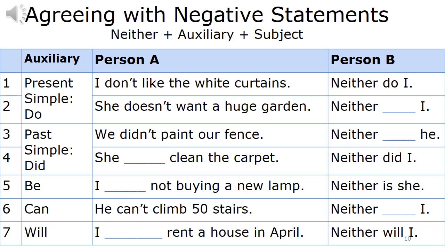I'm not buying a new lamp. Neither is she. 6. Can. He can't climb 50 stairs. Neither can I. 7. Will. I won't rent a house in April. Neither will I.